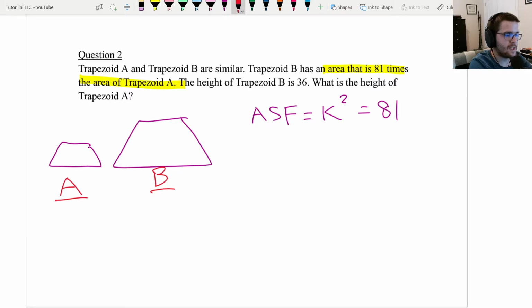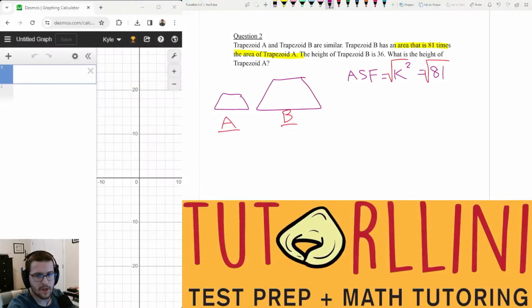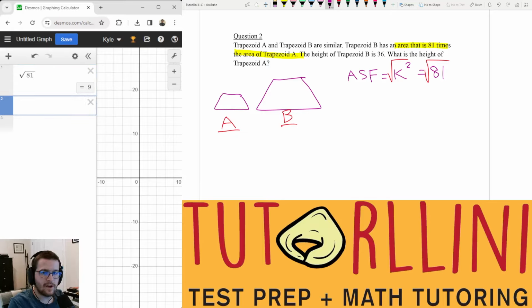Now we are going to get K, so we're going to take the square root of both sides. And just to show you guys, if you press SQRT, it'll do a square root. So we get 9. So K is equal to 9. And it says the height of trapezoid B is 36. Okay, so for this one, we have 36. And that's the bigger one, and we want the smaller one. And that is a linear measurement. So we're going to divide by 9.